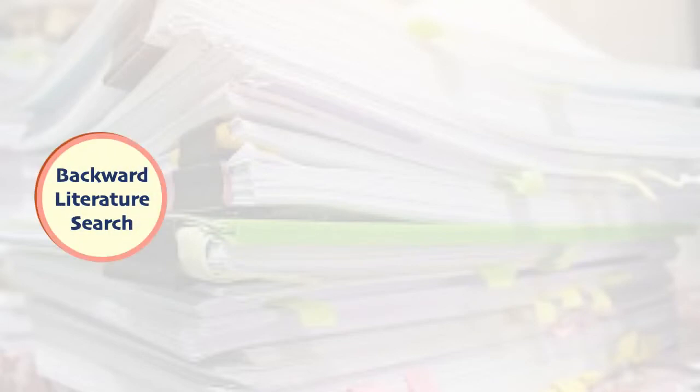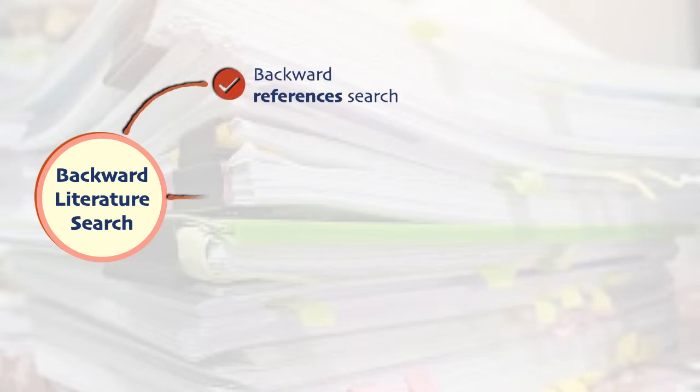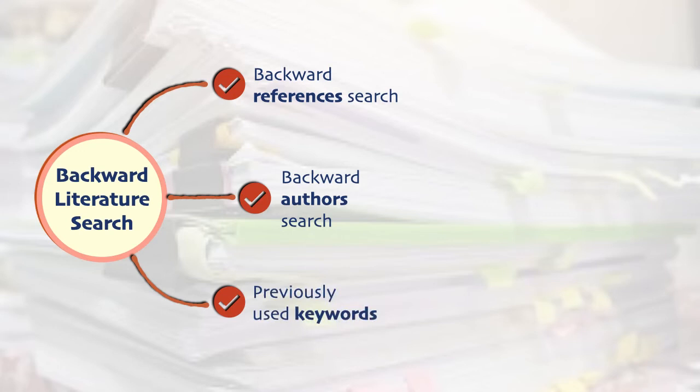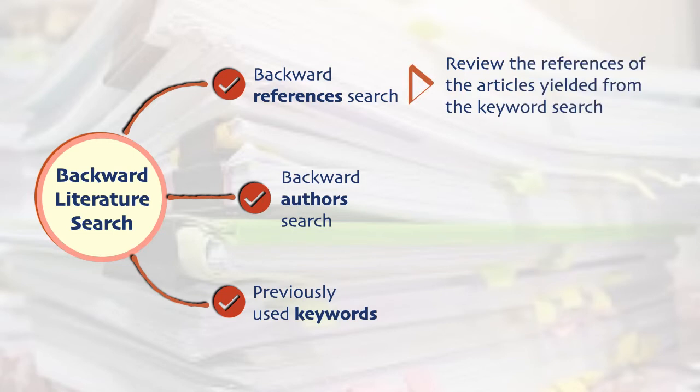The process of going backward in literature can be divided into three specific sub-steps: backward references search, backward author search, and previously used keywords. Backward reference search refers to reviewing the references of the articles yielded from the keyword search. Doing backward references search provides researchers with the ability to learn more about the origins of the construct, theory, or model under study.